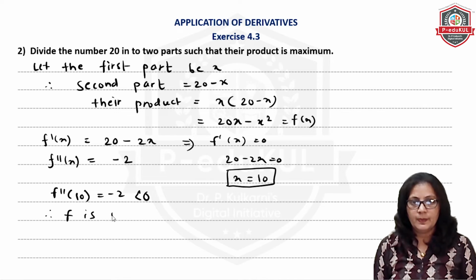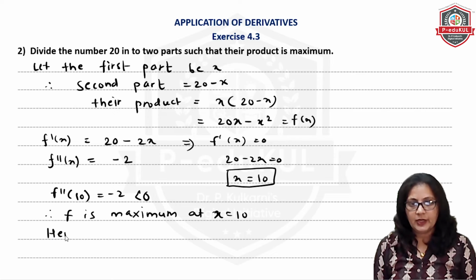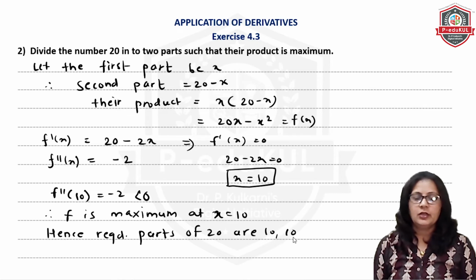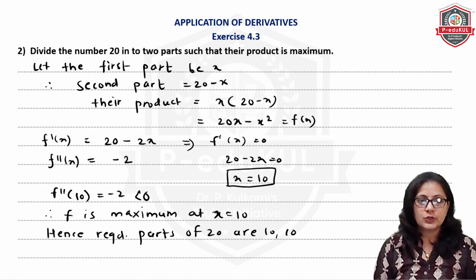F is maximum. When it is less than 0, it is maximum at the point x is equal to 10. So the required parts will be 10 and 20. Hence, the required parts of 20 are 10 and the remaining will be 10, 20 minus 10, so that will come up as 10 only. That's it. Okay, now the next question.